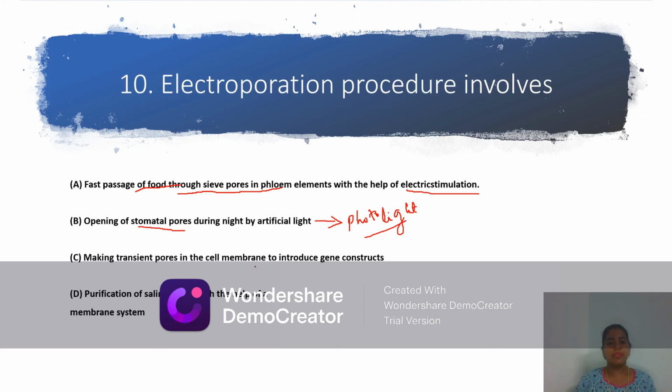Making transient pores in the cell membrane to introduce a gene construct. Of course, that's a correct statement. So what will happen? In the electroporation method, I already told you, 15 kV, right? A small light electric shock will be making small pores, transient pores, on the membrane. So through this membrane, what will happen?